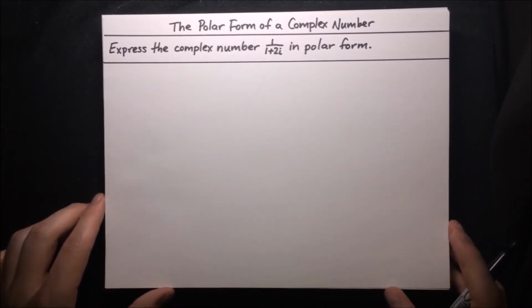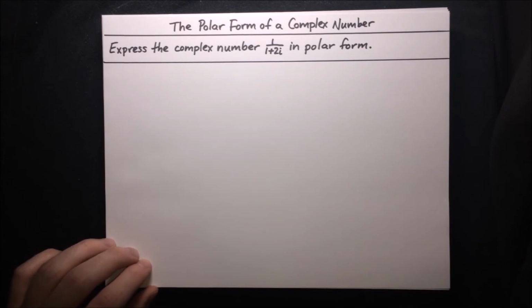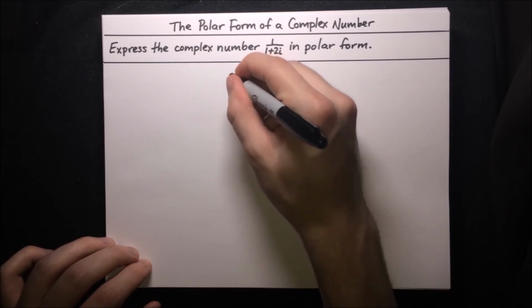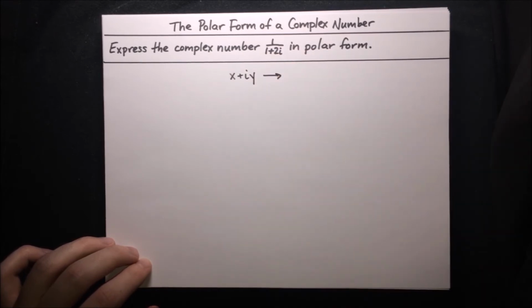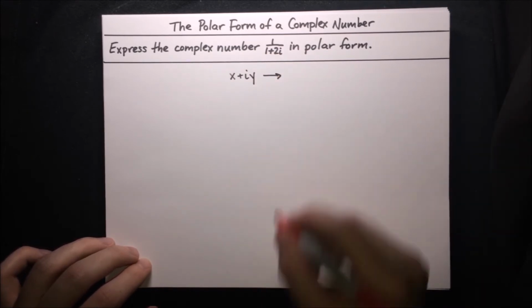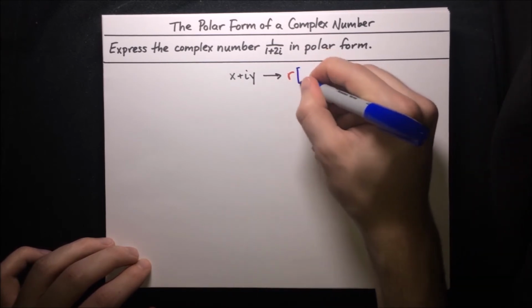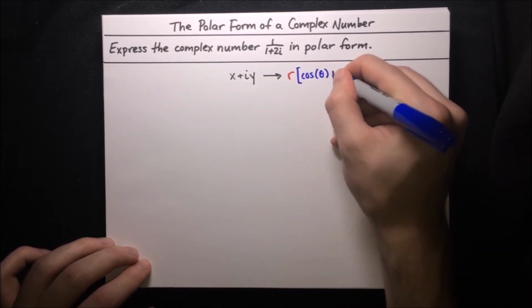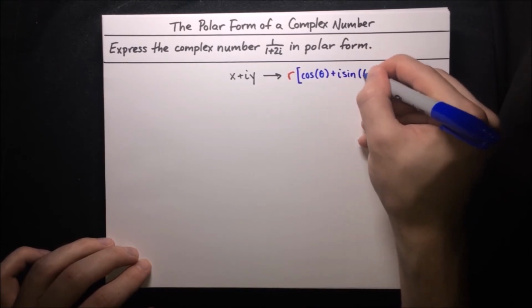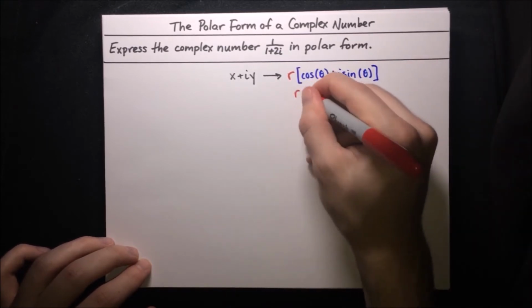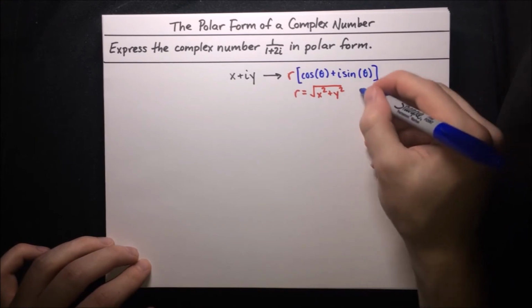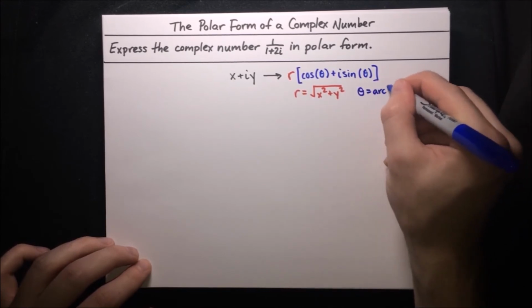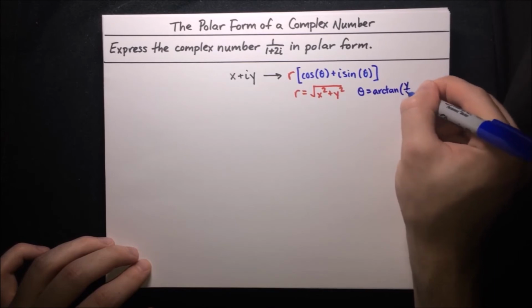Next up, we want to express the complex number 1 over the quantity 1 plus 2i in polar form. Alright, so what do we remember about polar form? We remember that if we have a complex number, x plus iy, then the polar form is r times the quantity cosine theta plus i sine theta, where r is the square root of x squared plus y squared, and theta is arctangent of y over x.